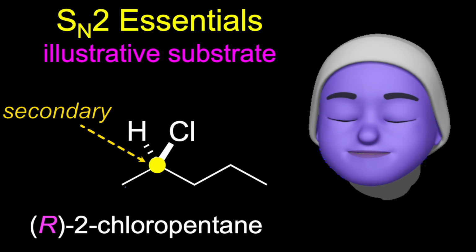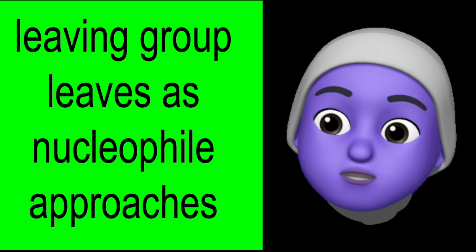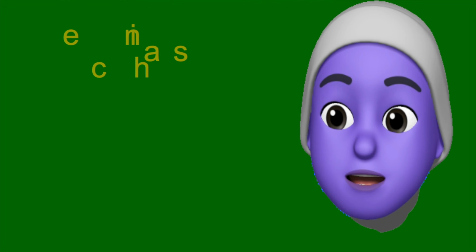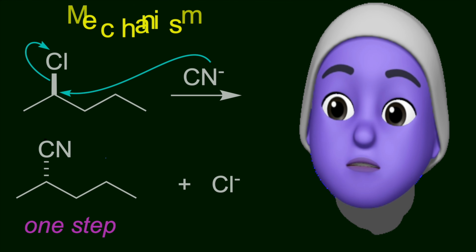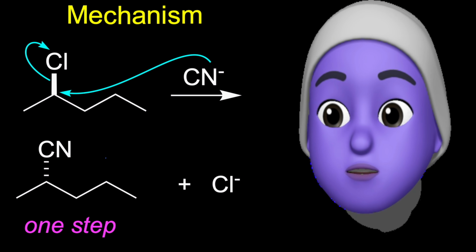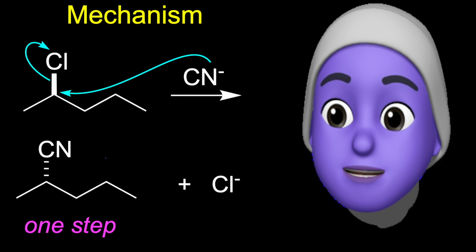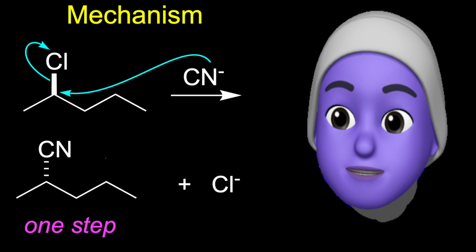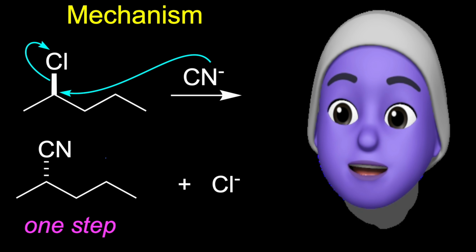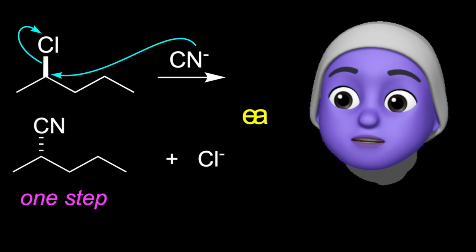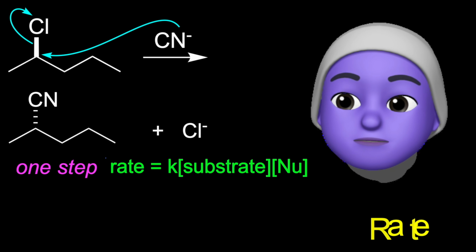(R)-2-chloropentane? In SN2 reactions, the leaving group departs as the nucleophile approaches. Electrons flow from the nucleophile through the carbon and onto the chlorine to form chloride in this case. Here the nucleophile is a cyanide anion. This is a one-step reaction.